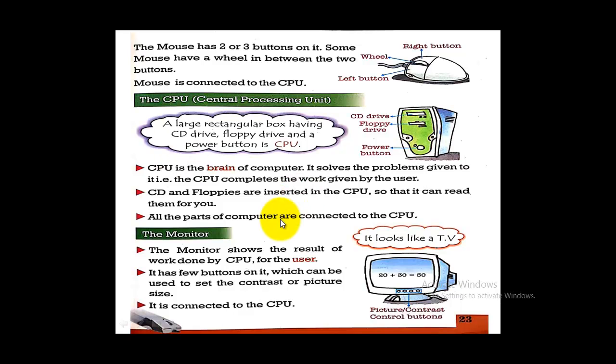Now all the parts of the computers are connected to the CPU. Mouse is connected to the CPU, keyboard is connected to the CPU, because every work should be done on this CPU. So it should be connected. So every part of the computer should be connected to this CPU.